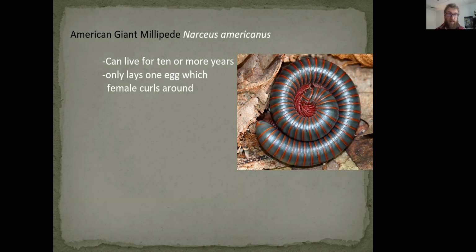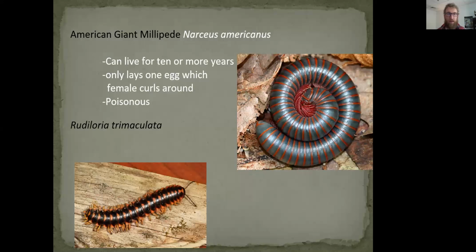One interesting thing is that the female lays 1 egg and then she curls around it. Unlike a lot of arthropods, they're not laying a lot of eggs. They're just doing 1 and protecting it. As soon as it hatches, she leaves it. But that's still a lot more parental care than most insects. And these guys are poisonous. Nothing that's going to be too bad, but if you pick one up, make sure you wash your hands.